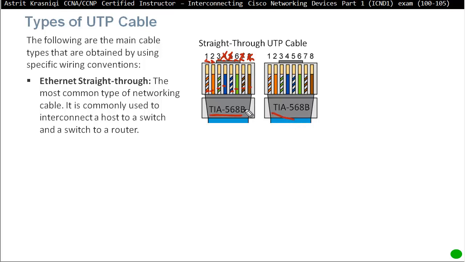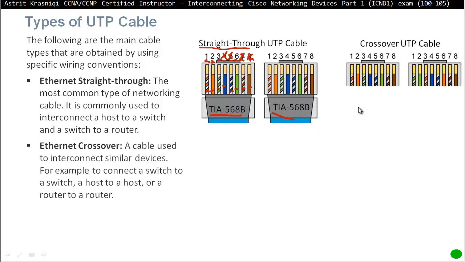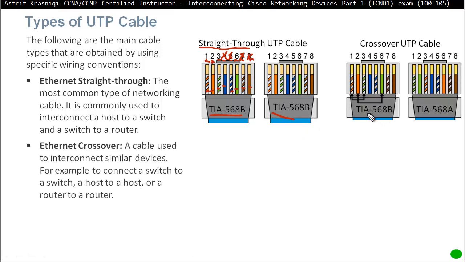Now if we put exactly the same on both sides, that's going to give us a straight-through cable. If we use 568B on one side, similar to what we had here, and TIA 568A on the other side, that will make a crossover cable. Now a crossover cable is not used that much, but only when we connect similar devices together. A router is a different device to a switch, so we need a straight-through cable. Router to another router, then we need the crossover cable.